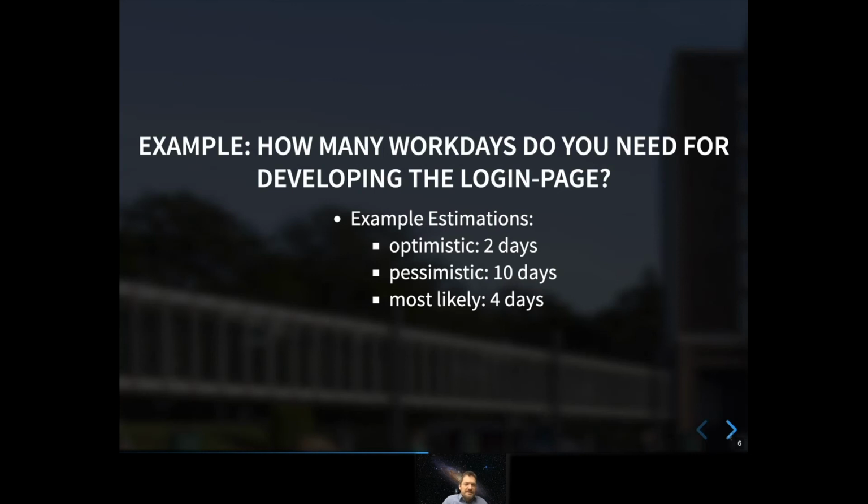Okay, so far so good. You don't estimate the plain average now. If you look back at the formula, you would calculate 4 times the most likely value, so it's a higher weight on the most likely value, and roughly 50% goes in one direction and 50% in the other. So we put the numbers in there: 2 plus 4 times 4 plus 10, divided by 6, and you have not 4 days, but 4.67 days. So it's a bit higher.